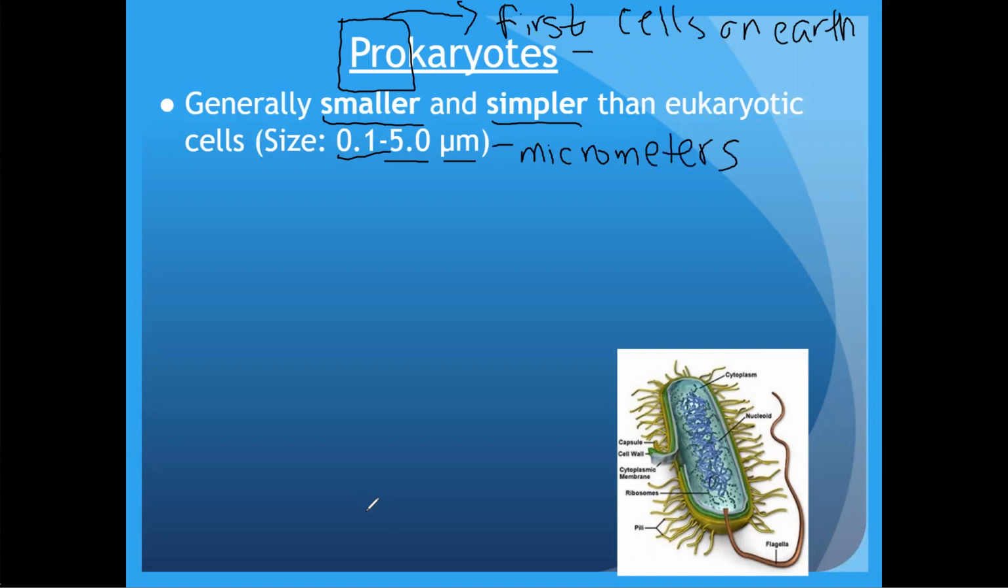Okay? So prokaryotes are generally smaller and simpler. Because they were considered to be the first cells on Earth, they're small and simple. They didn't need a lot to survive. Earth was pretty hostile, or theorized to be pretty hostile as is. So they didn't need a lot to survive. So they were small and simple and got by how they could.